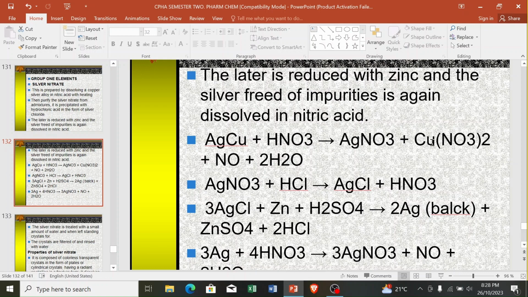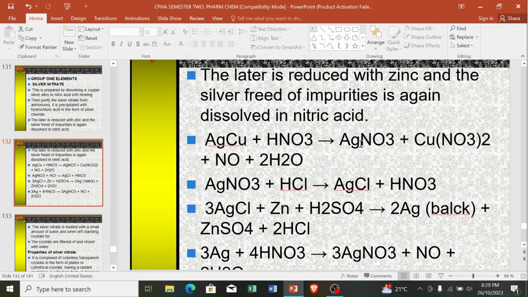What you need to appreciate is that copper has two valencies, or two oxidation states. It has the oxidation state of 1, and we also have the oxidation state of 2. In this specific case, our copper has used a valency of 1. But when we look at this specific compound, we see that this copper 1 has been oxidized to copper 2, giving us copper 2 nitrate. And then we have nitrogen monoxide and water.